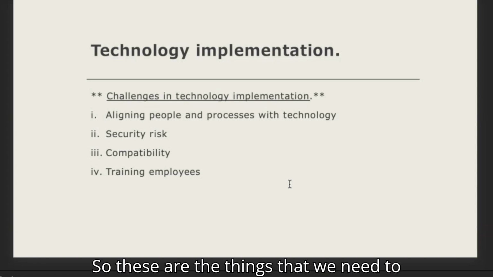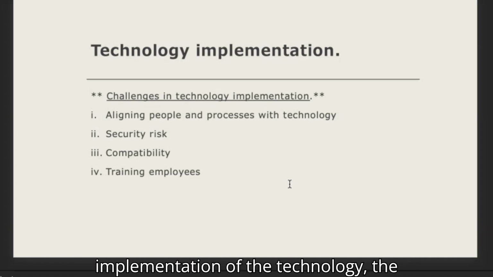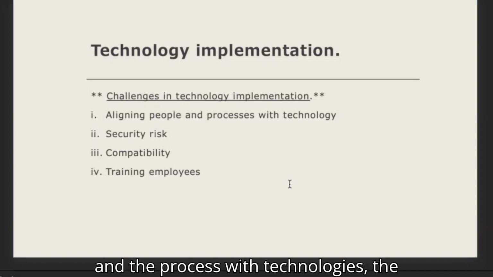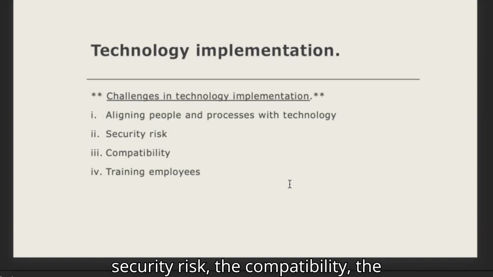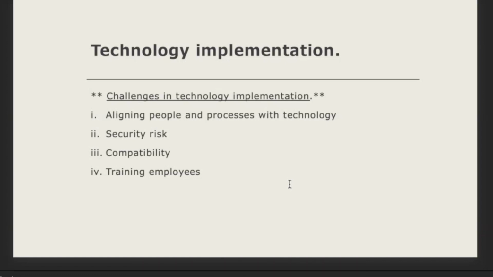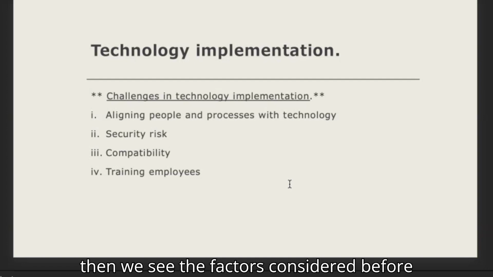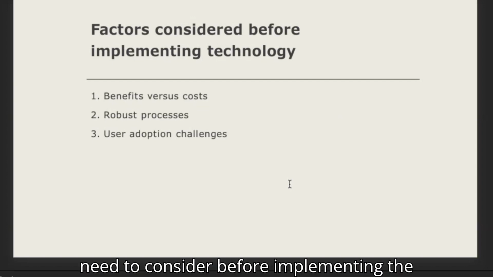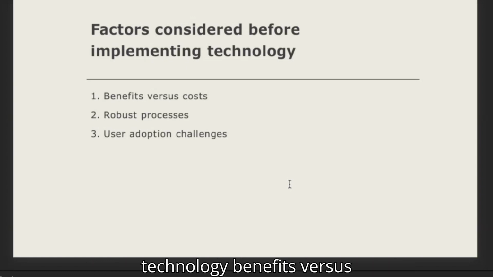So these are the things that we need to understand when we are talking about the implementation of the technology: the challenges of aligning the people and the process with technologies, the security risk, the compatibility, the training of the employees. And then we see the factors considered before implementing the technology. So these are the three factors which we need to consider before implementing the technology: benefits versus costs, robust process, and user adoption challenges.